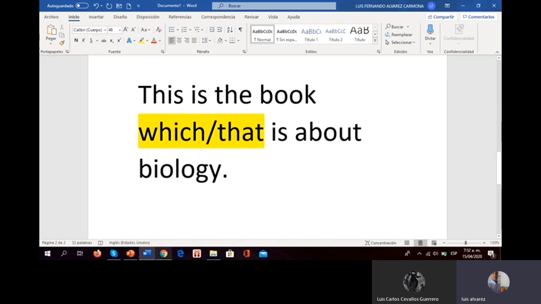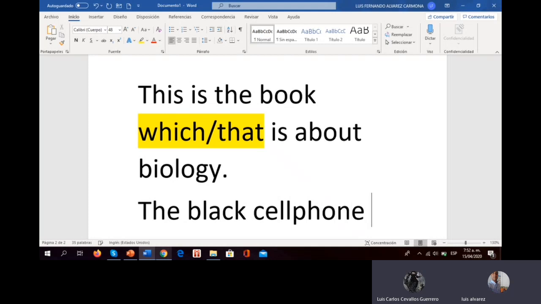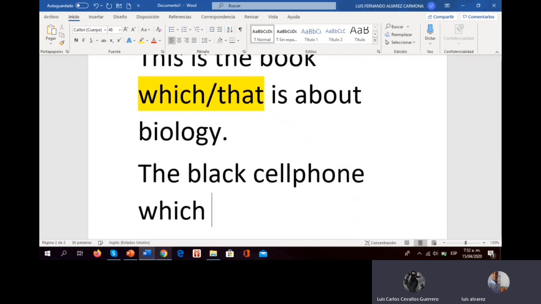All right, Luis, can you please give me another example using which? Another example, the black cell phone which is on my car.